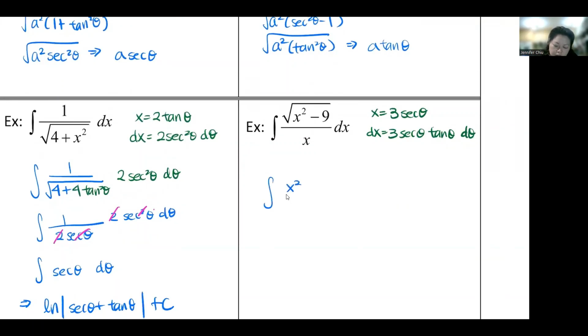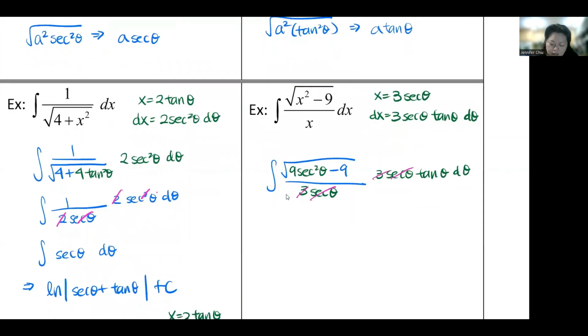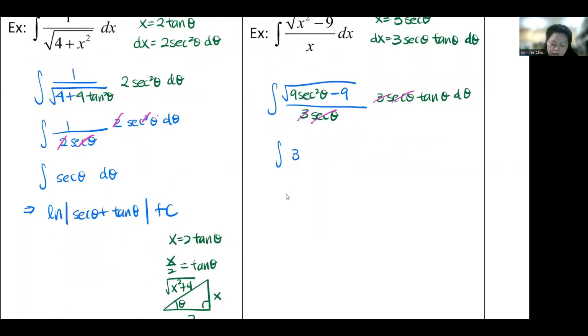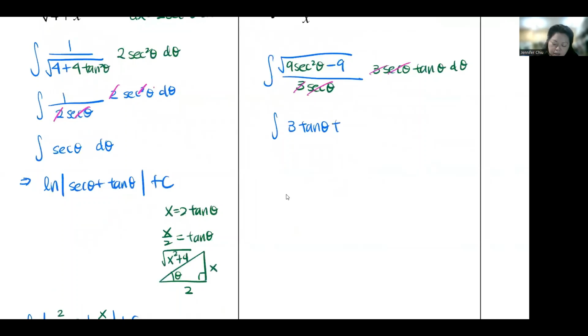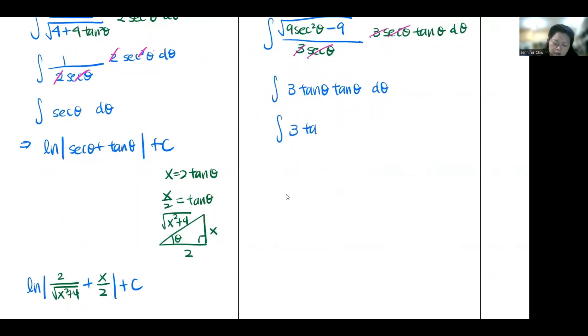Let's see what my result will be. I get my 9 secant squared theta minus 9 all over, what is x? x is 3 secant theta, and dx is 3 secant theta tangent theta d theta. Okay, I can clean this up already, right? 3 secant is gone. Okay, I also know then that the top will clean up to be 3 tangent theta. So 3 tangent theta times tangent theta d theta. So that will give me 3 tangent squared theta d theta.